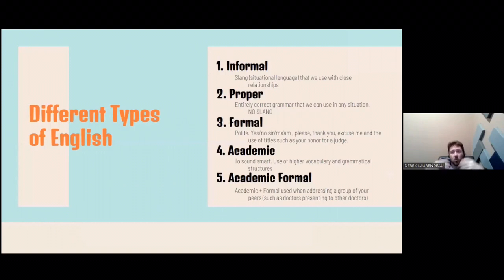If you are creating articles to be read online, or if you are writing for magazines or journals or papers, or maybe even you're just making advertisements, you want to use words that make your product look good. This is where we will start using higher vocabulary and grammar structures. The difference there: for informal, what's up? Proper, how are you? Formal, excuse me, sir, how are you today? Academic, excuse me, how fare thee today?